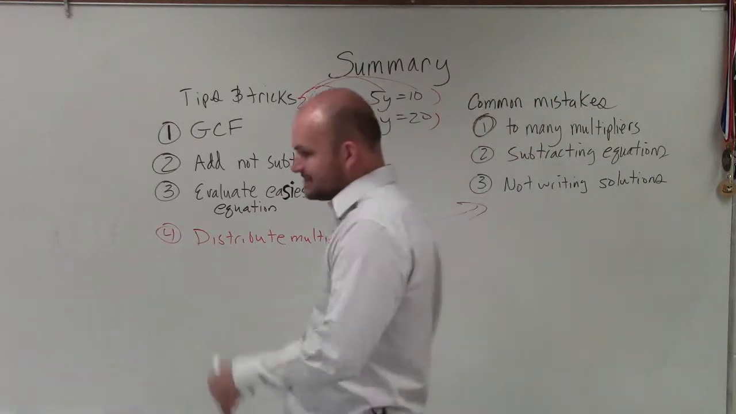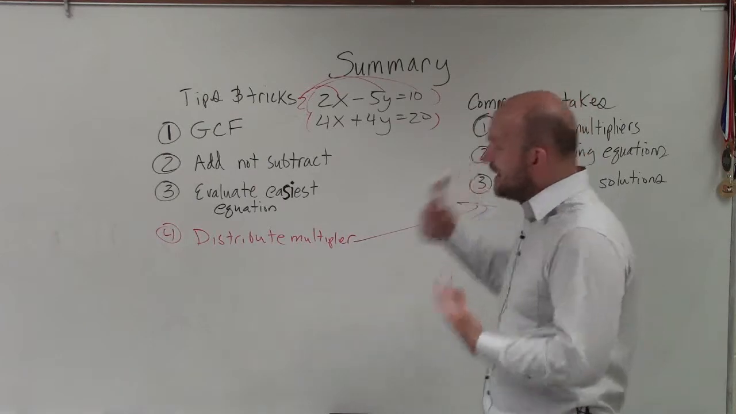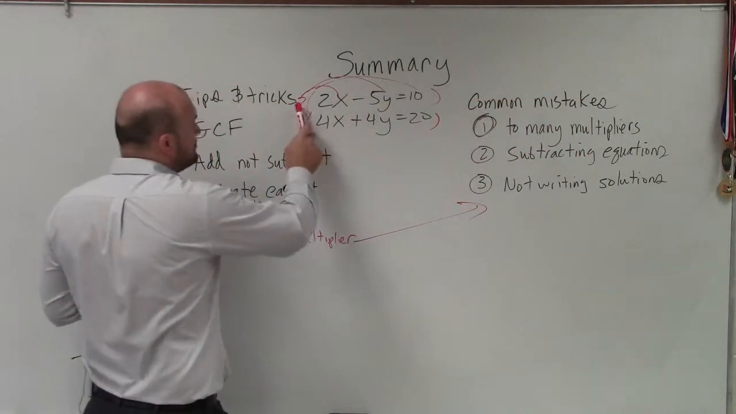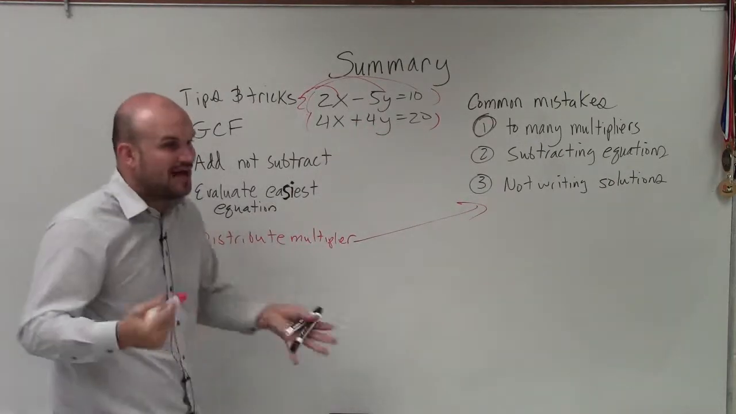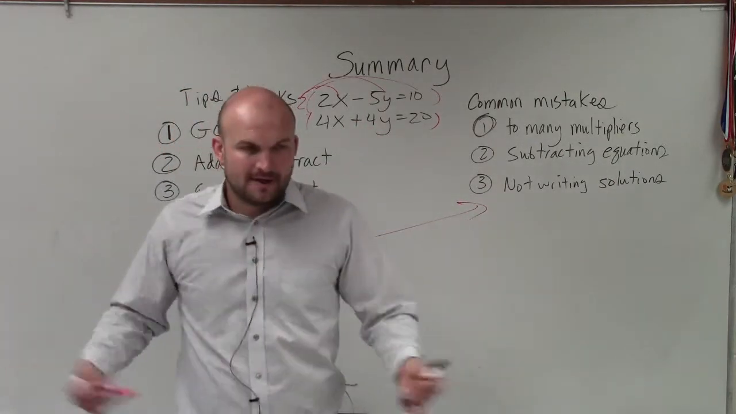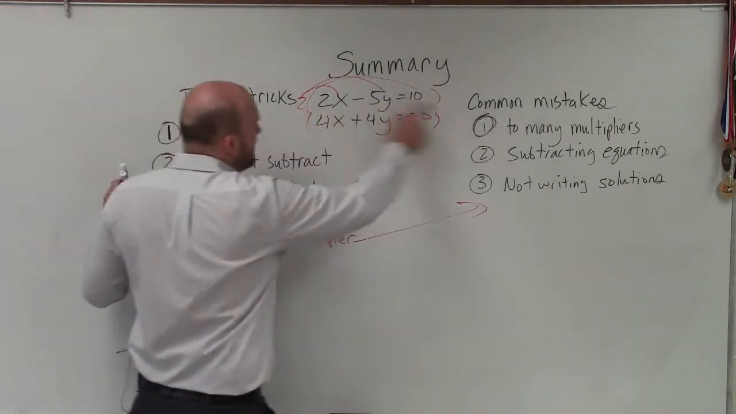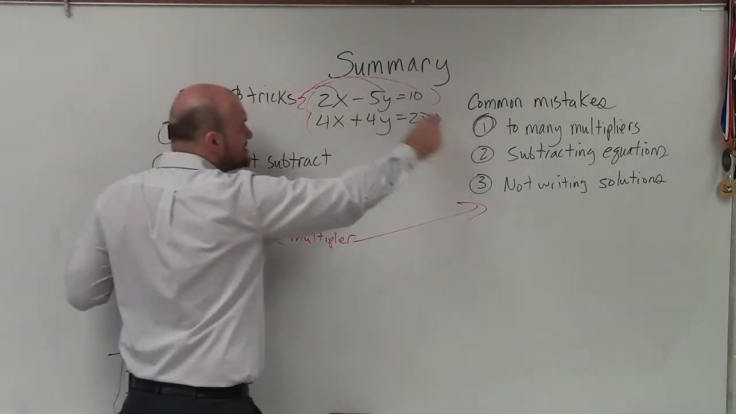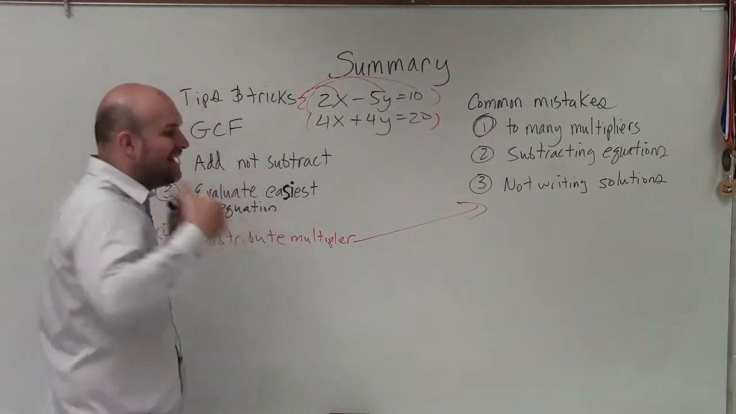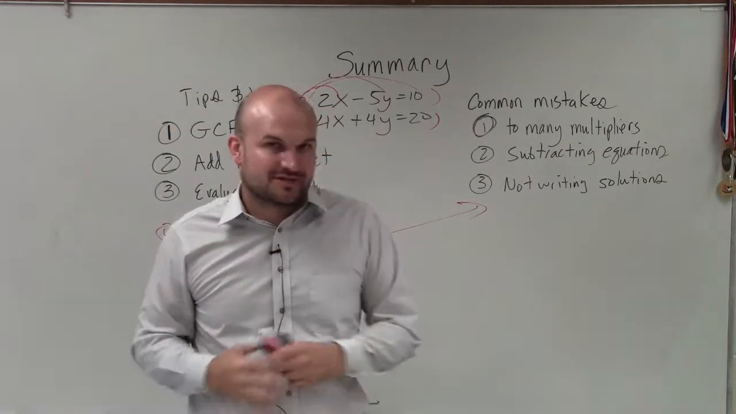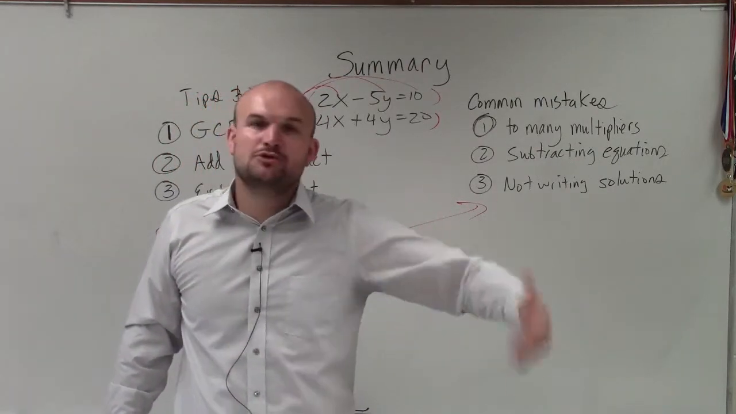Another tip and trick is to always look for addition, not subtraction. I can see why students would like to multiply by 5 and 4, because here's one negative, here's one positive, so I can simply add the equations. That's good, and I don't see a problem with it. But if I multiply by 2, I have a positive 4x, so to eliminate the x's, I would have to subtract the equations. And again, I do not like doing subtraction because it opens the door for more mistakes.